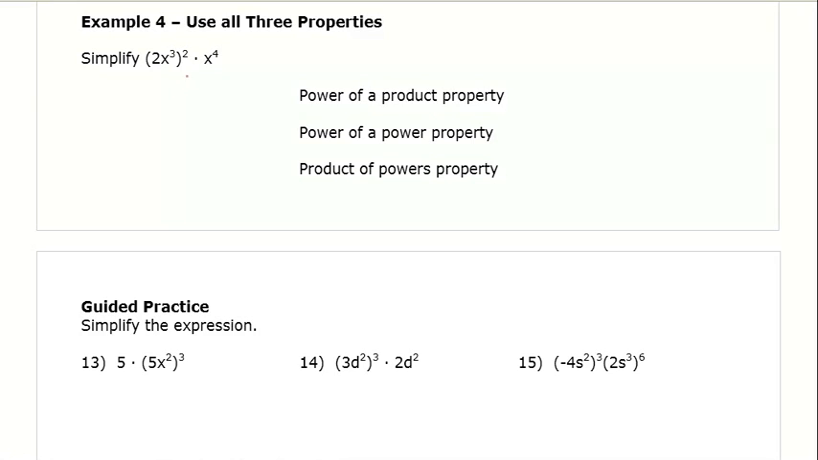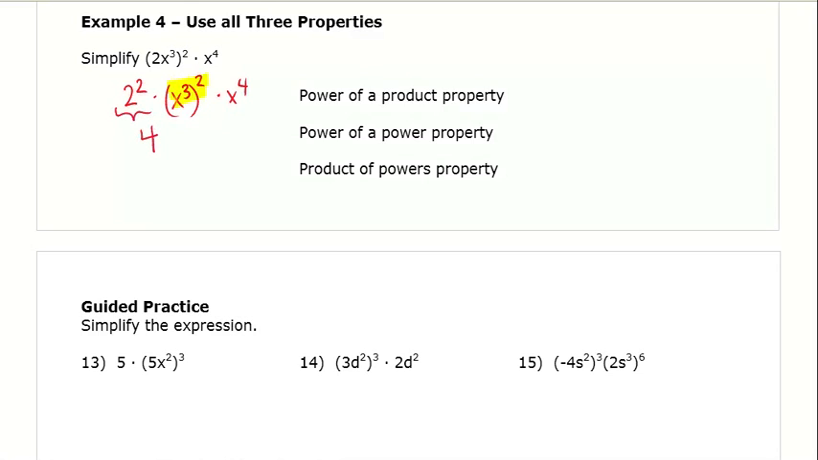So first, I see a product and a power. So I can apply the power of a product property, which means this squared is split up between both of these. So it's going to be 2 squared times x cubed squared. And I'm just going to bring down that x to the 4th. Now I can simplify this, that's 4.